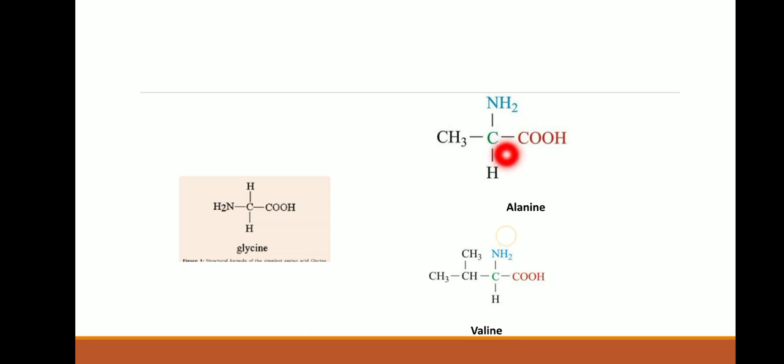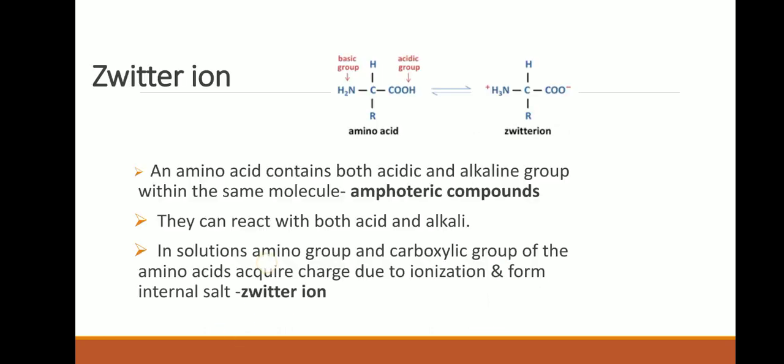And here in the case of alanine and valine, you can see an asymmetric carbon atom. The 4 valencies are satisfied by different groups. But in the case of glycine, this carbon is not asymmetric. Here and here are H groups, the same groups on 2 sides. So this is not asymmetric, or not optically active. That's why we say that the alpha carbon atom is asymmetric and optically active in all amino acids except glycine.